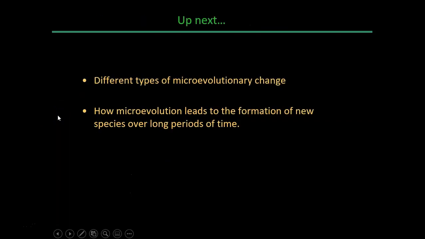Okay, all right, so we're about to wrap this up here. What we're going to study in the next unit is the different types of microevolutionary change. There are several. We're going to learn about Charles Darwin and Alfred Russel Wallace and the history of the idea of natural selection, which is one of those types of microevolutionary change. And then after that, we're going to take a class to look at how microevolutionary changes, little tiny changes, lead to the formation of new species over long periods of time. Okay, so that's what's up next.